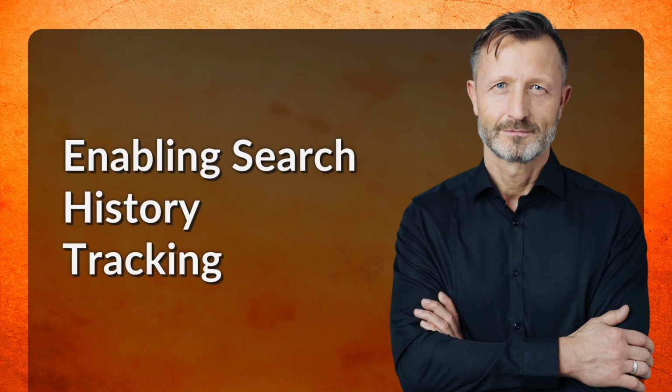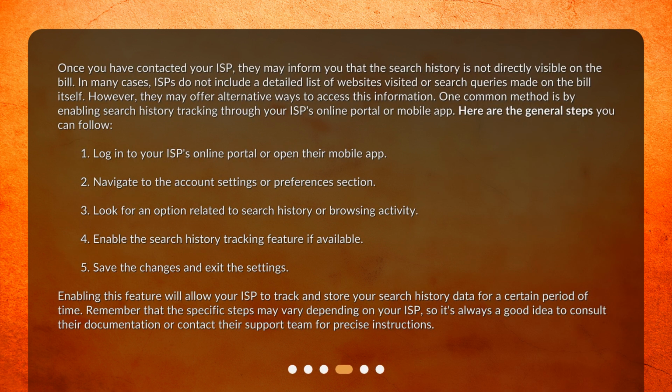Enabling search history tracking. Once you have contacted your ISP, they may inform you that the search history is not directly visible on the bill. In many cases, ISPs do not include a detailed list of websites visited or search queries made on the bill itself. However, they may offer alternative ways to access this information. One common method is by enabling search history tracking through your ISP's online portal or mobile app.